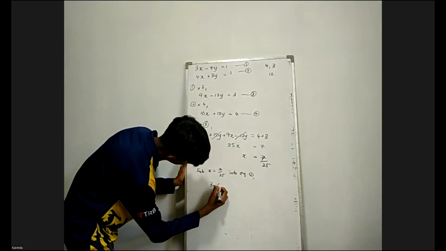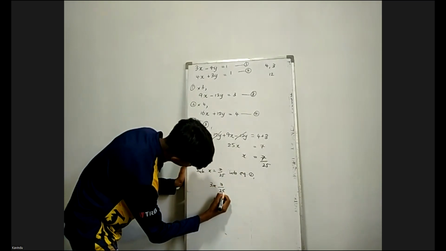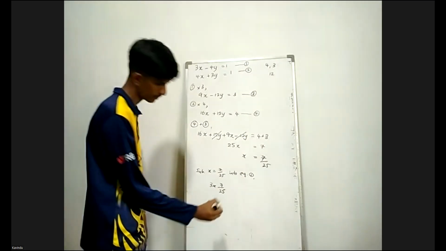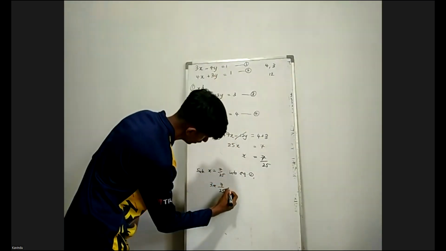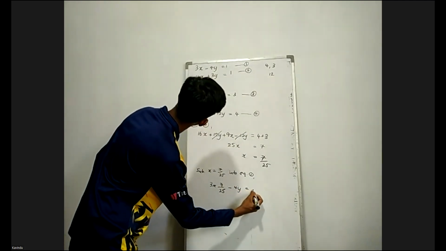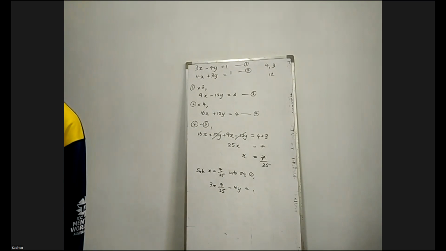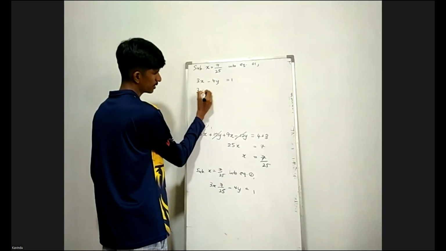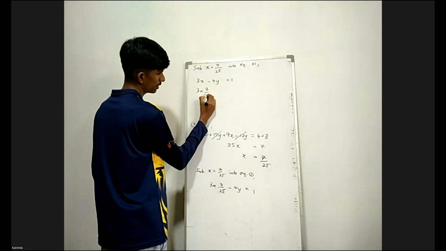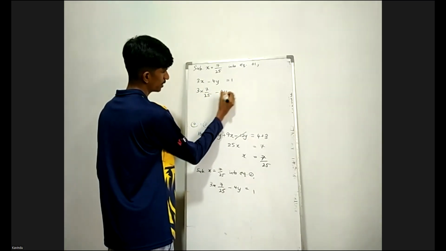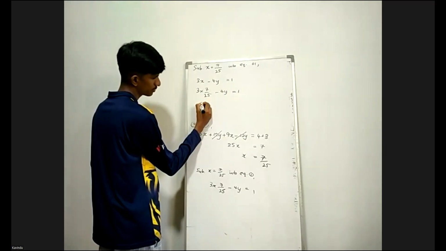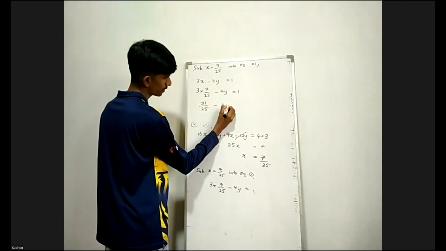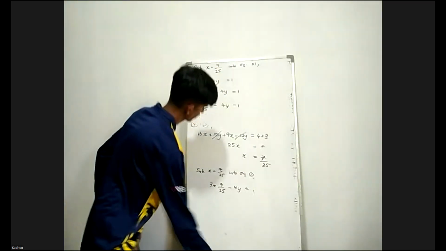So 3x = 3 multiplied by 7 divided by 25, and then minus 4y equals 1. So 3x means 3 into 7 is 21, divided by 25, minus 4 is 1.